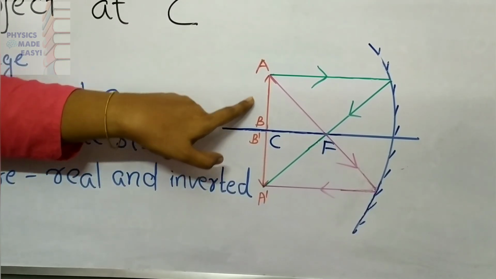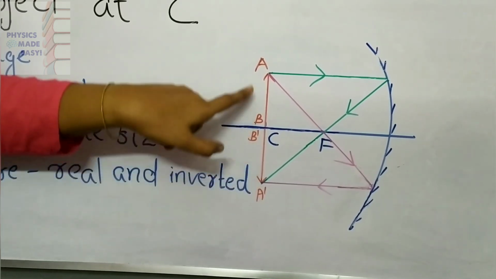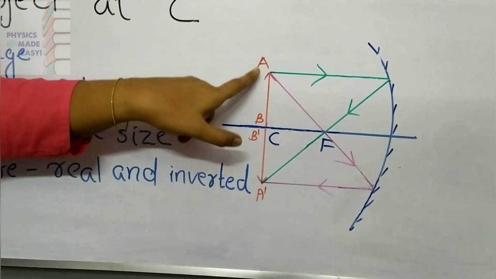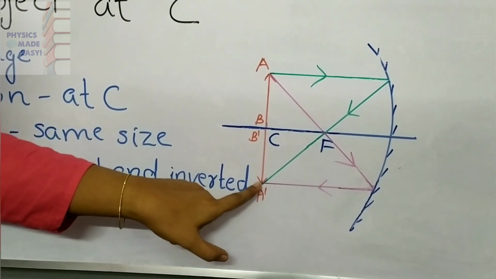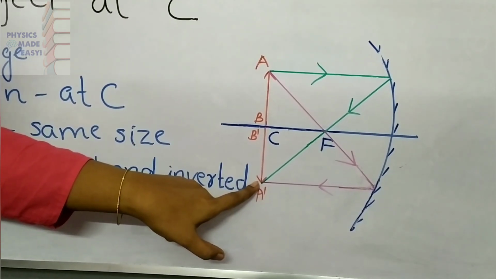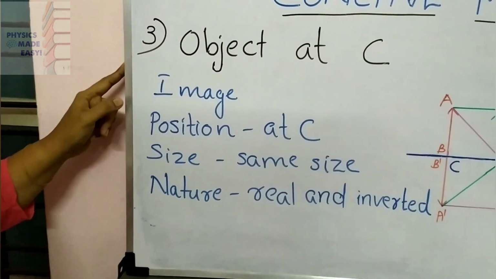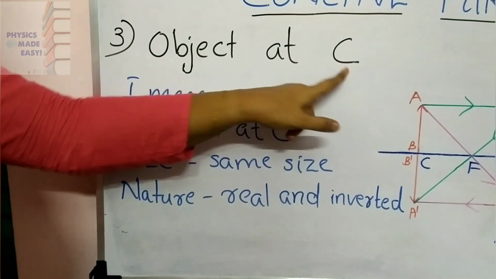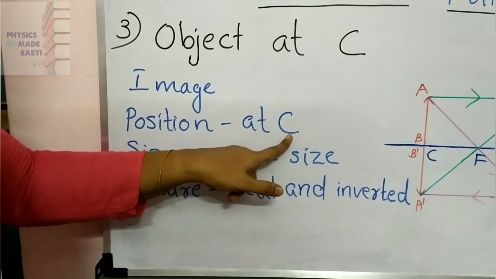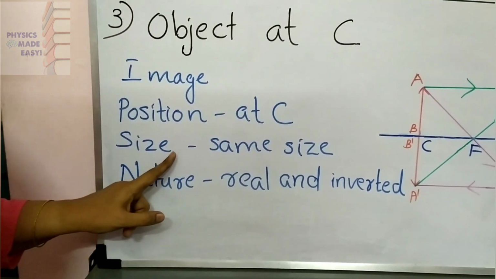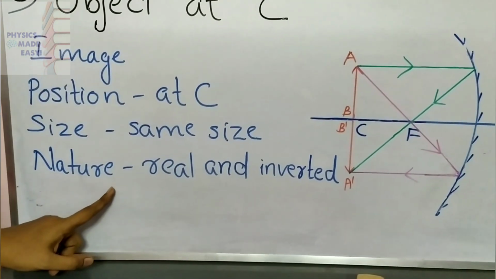If you are comparing the size of this object and the image, you can see the same size here. Size of the object is equal to size of the image. You can see an inverted image here. So here we can say real and inverted image. Look here, if you are placing the object at the center of curvature, you will get the image at the same point, that is the center of curvature. Size of the image is the same as that of the object. Nature of the image is real and inverted.